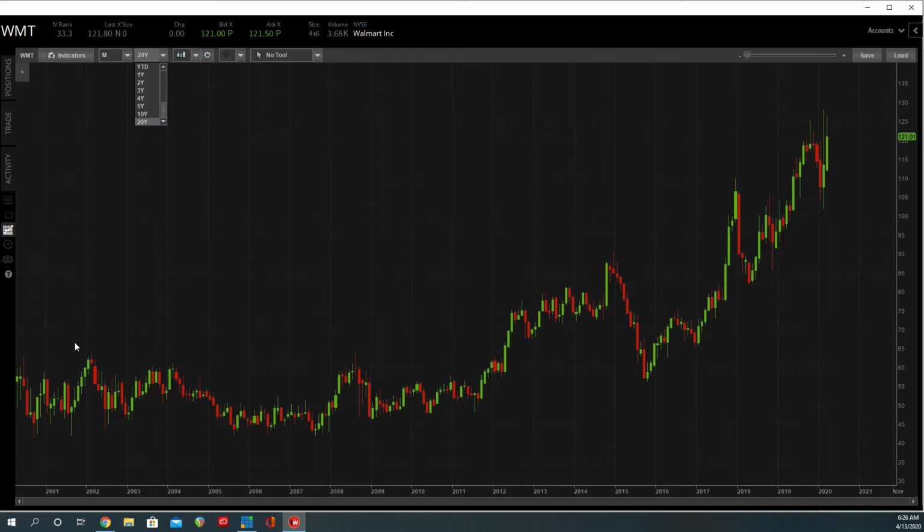So what we're going to do, and your platform may be different, if you're using this one, you'll go up here to this little box that says no tool. Click on it and put price level. Go find a low and click. There you go. Now what I like to do is adjust it to where it hits as many of these tails and these other lows, bringing in as many of those as possible without being ridiculous.